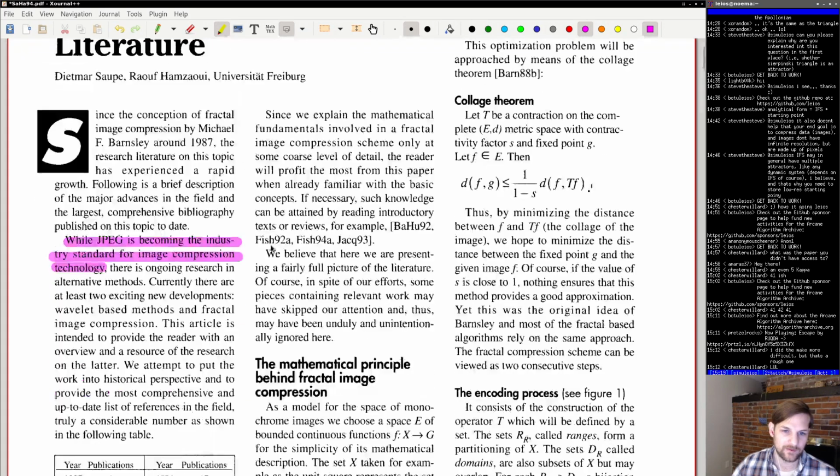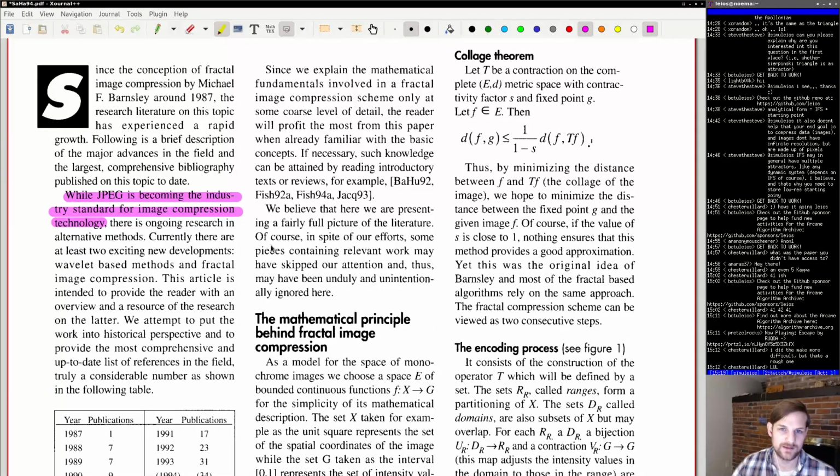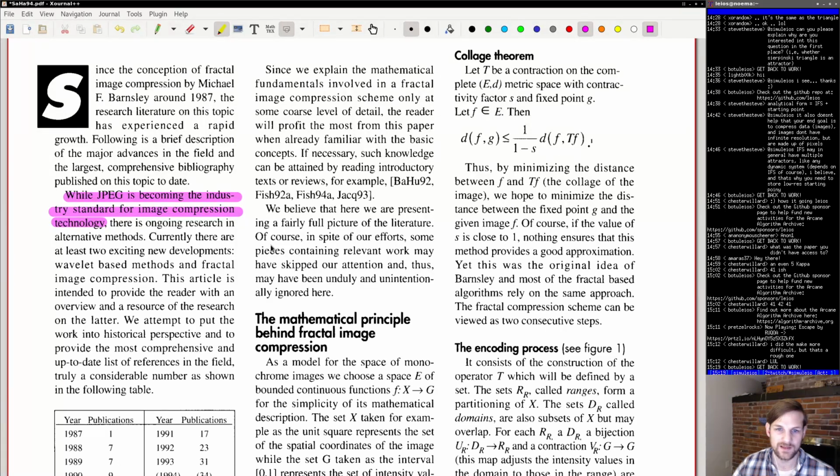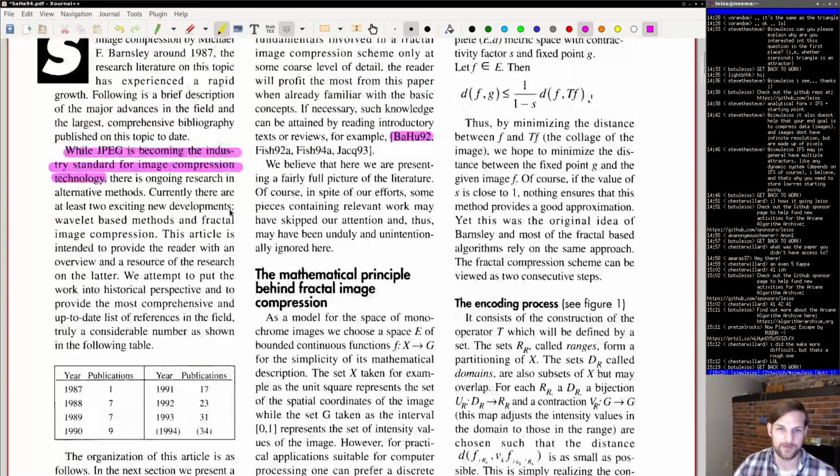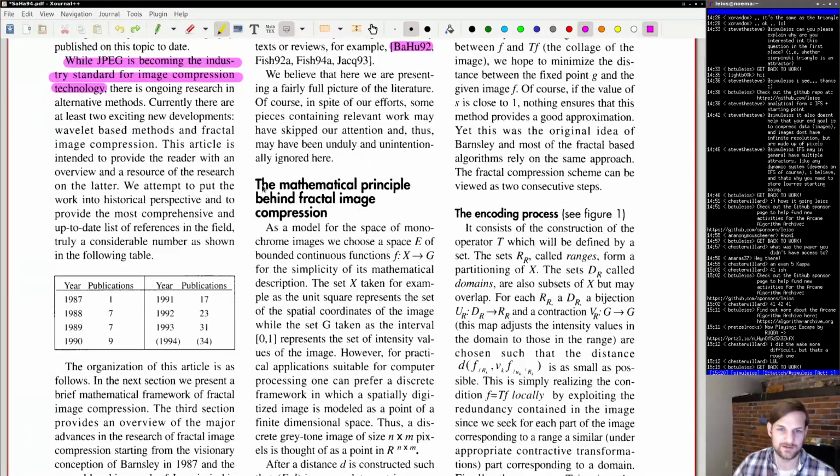"Since we explained the mathematical fundamentals involved in fractal image compression scheme only at some coarse level of detail, the reader will profit the most from this paper when already familiar with the basic concepts. If necessary, such knowledge can be attained by reading introductory texts or reviews, such as, for example," these guys in here, one of which I know we have. And I think we've already read this one, maybe? I don't remember. I think we've found this one, but we might not have read it yet. But we'll see. "We believe that here we are presenting a fairly full picture of the literature. Of course, in spite of our efforts, some pieces containing relevant work may have skipped our attention and thus may have been unduly and unintentionally ignored here."